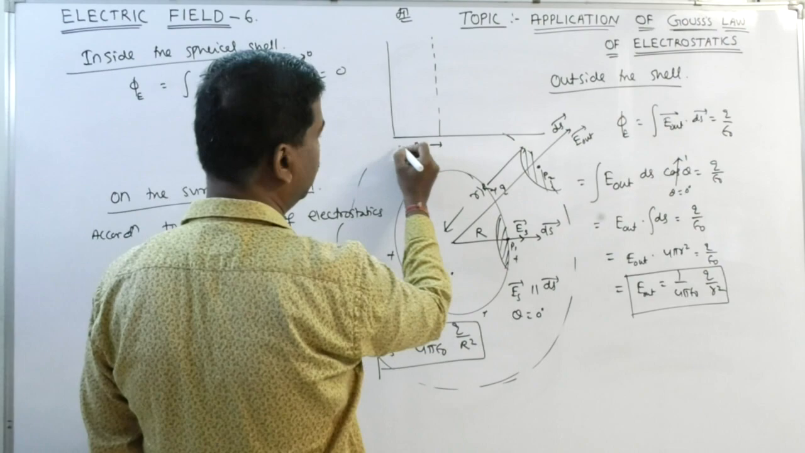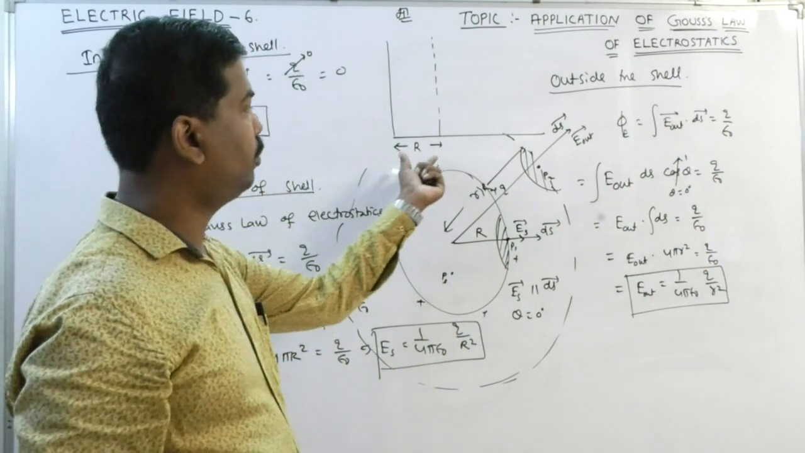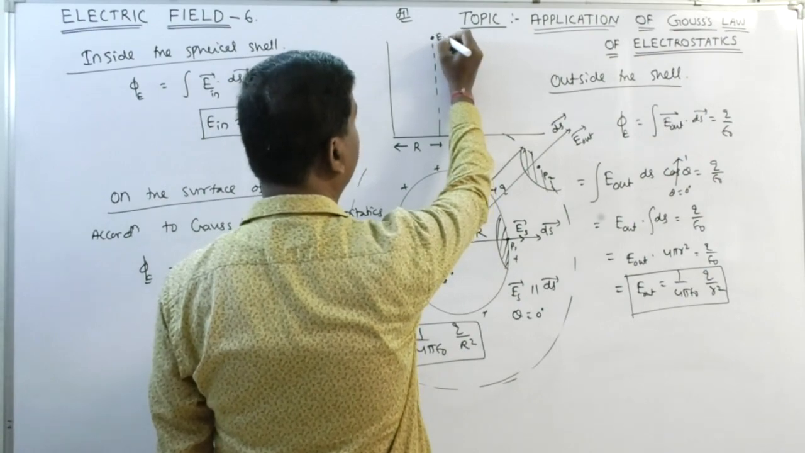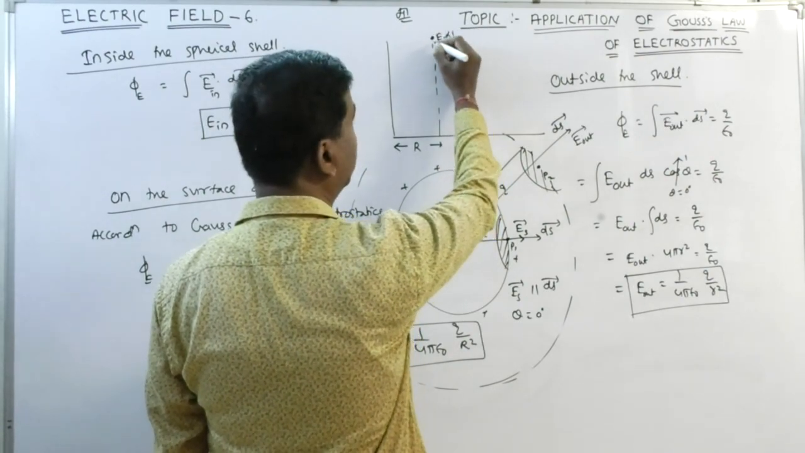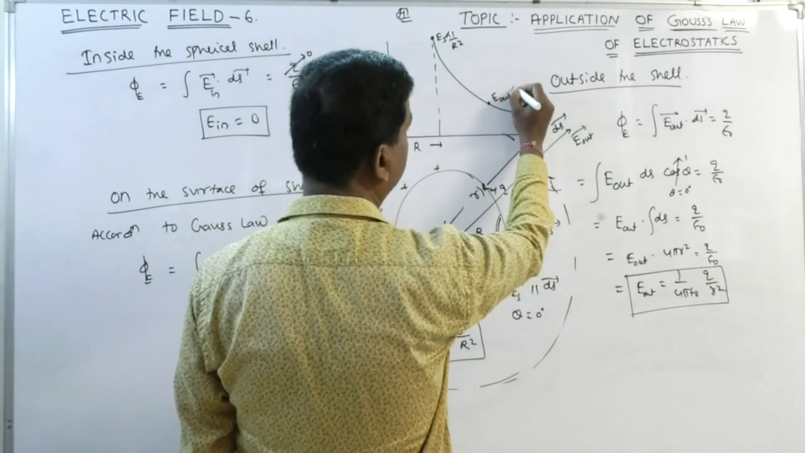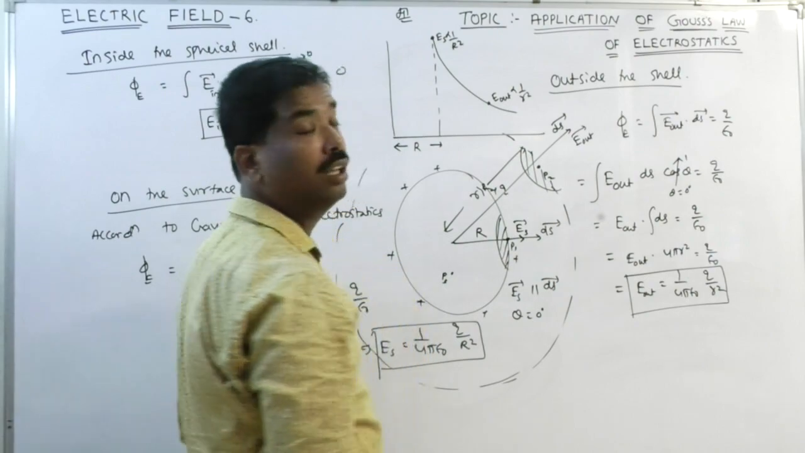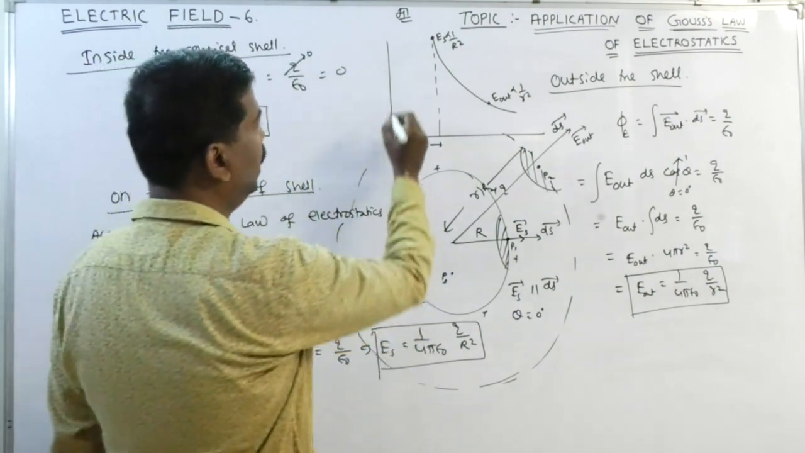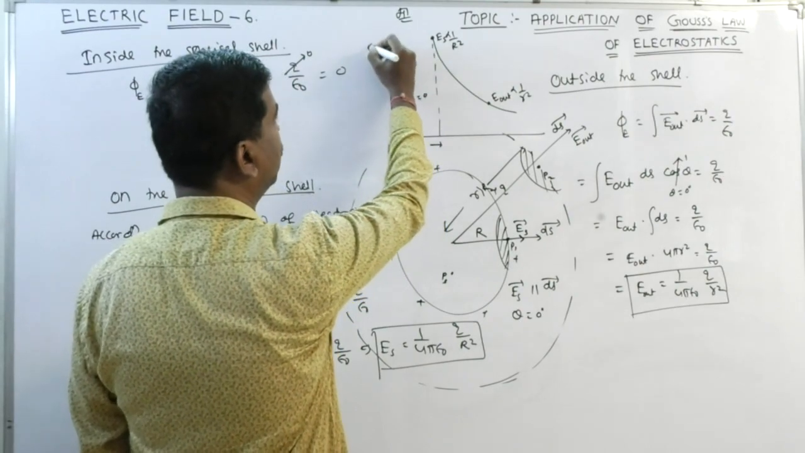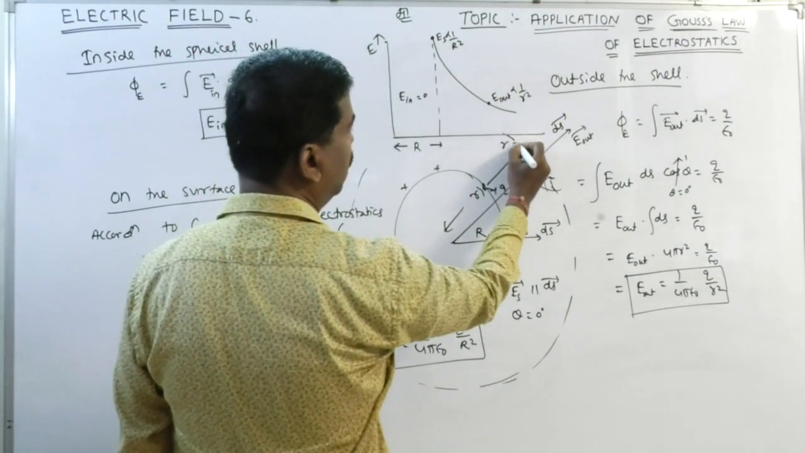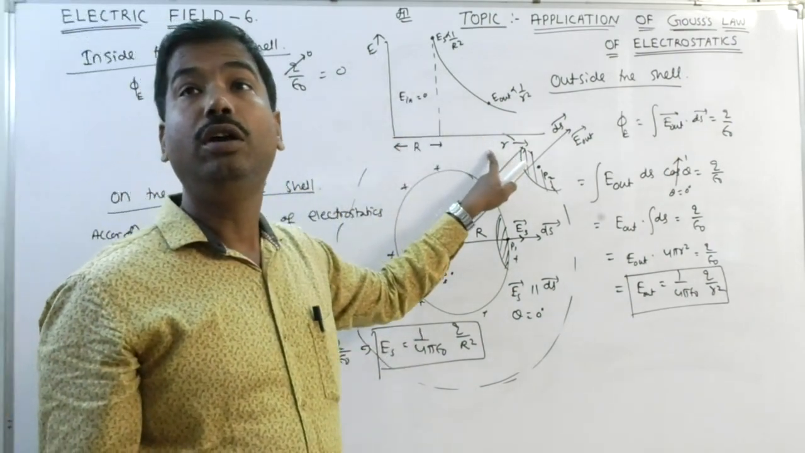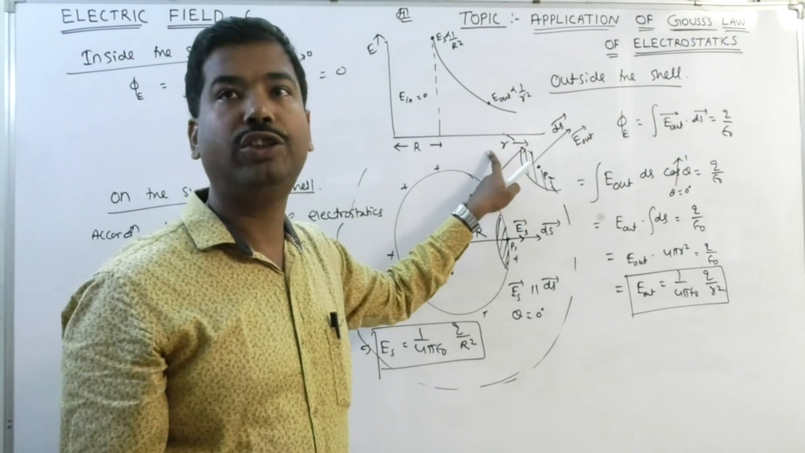And this is up to the surface. So this is at the surface. I would like to find out E. Inside the shell, E is 0. At the surface E is proportional to 1 by R square. Outside, E is proportional to 1 by small r square, while inside the electric field is 0, no electric field. Clear? This is the graphical representation between electric field and the distance of observation.